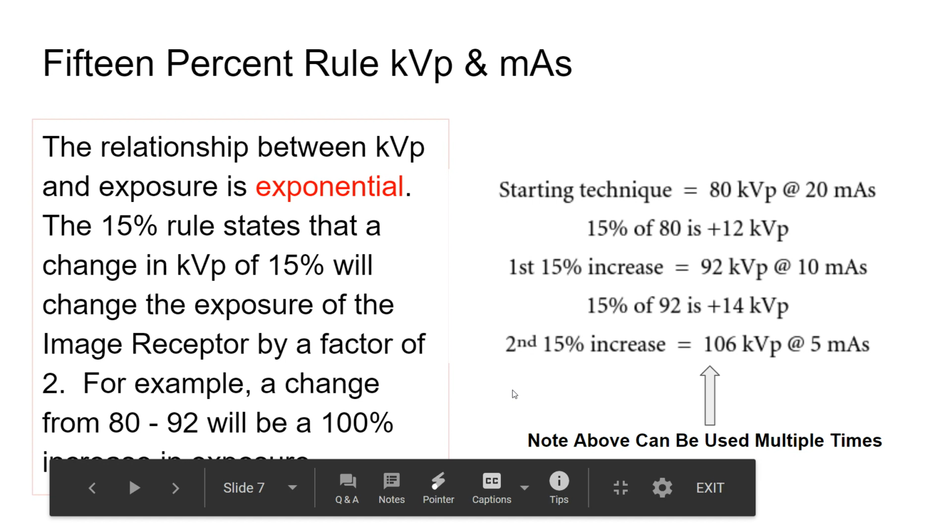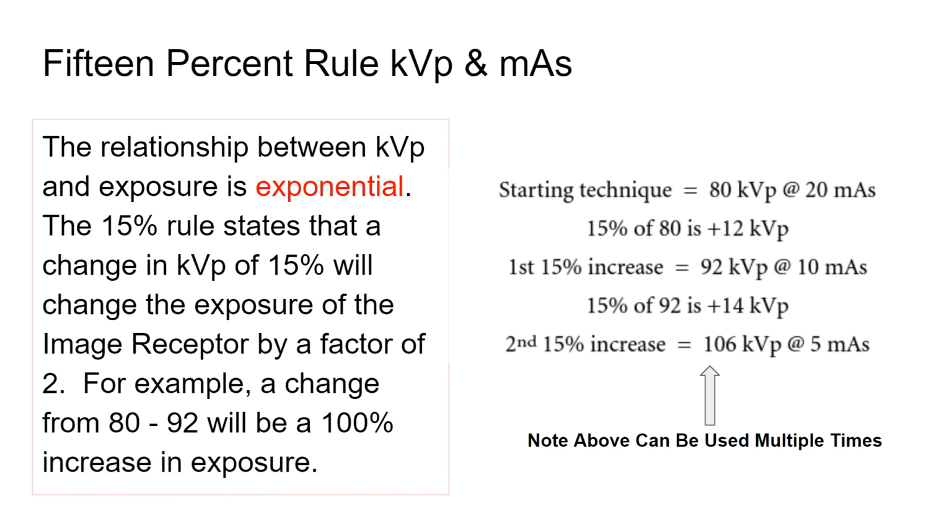15% rule. So the relationship between kV and exposure is exponential. What does exponential mean? For now, I just want you to think it means a lot. It means a small change gives you a big result. So when you compare it to mass, you have to double the mass to double the intensity. kV, you don't have to double the kV to double the intensity. You only have to go up by 15% to double the intensity.